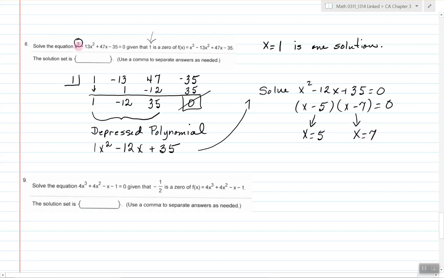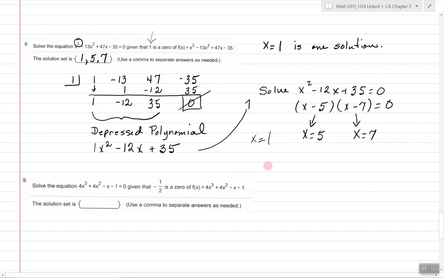This was a third degree cubic equation, a third degree cubic function. It has 3 factors, it has 3 roots, it has 3 zeros. They are the given 1 and then the 5 and the 7 that I got from the depressed polynomial. You have those 3 answers. You had x equals 1 to start with, and then you got 5 and 7.